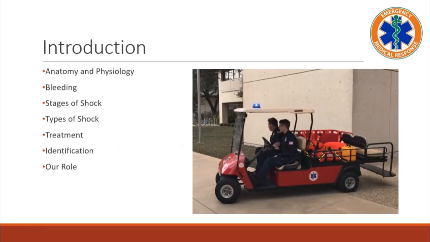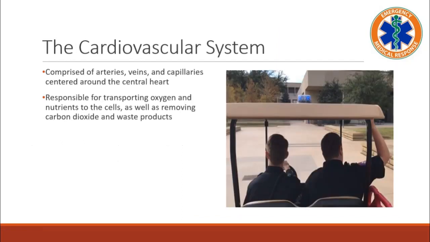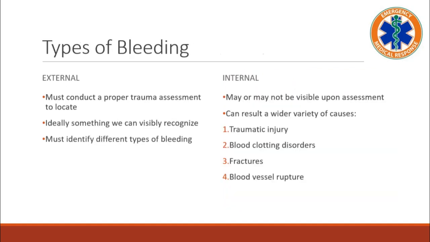Just kind of introduction here, we'll be going over the anatomy and physiology of shock, some different types of bleeding we might encounter, stages of shock, types of shock, treatment, most importantly, identification, and then our role here as BLS providers at UTD. To start off with, the cardiovascular system, as we know, is comprised of arteries, veins, capillaries, with the heart at the center. Its main responsibility for our purposes is going to be transporting oxygen and nutrients to the cells, and removing carbon dioxide and waste products.